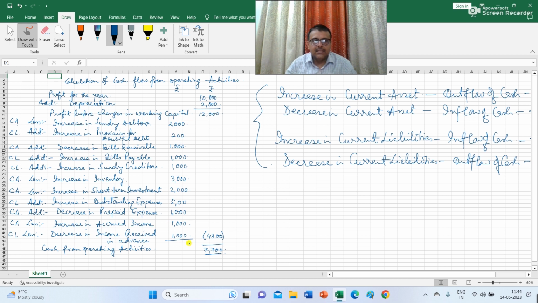So I have added this inner column figure, which is minus 4300. Add up with 12,000, you will get cash from operating activities at 7,700. Hope all the students have recorded the question with solution and have tried to follow the process that I have adopted here to solve this question.